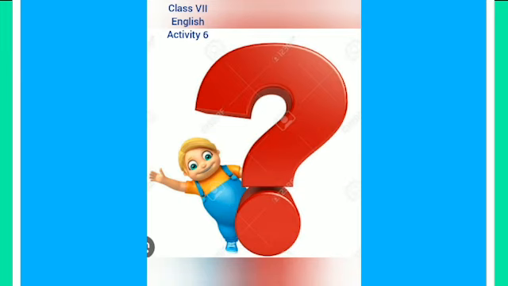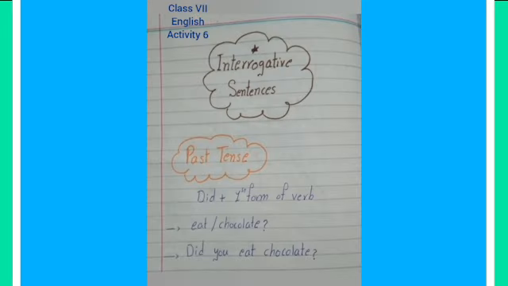Students, first of all I will tell you a very important thing: the question mark. The question mark is very important for interrogative sentences, but many students forget it. So keep it in mind, you have to put a question mark at the end of interrogative sentences. Clear? Now look at this.